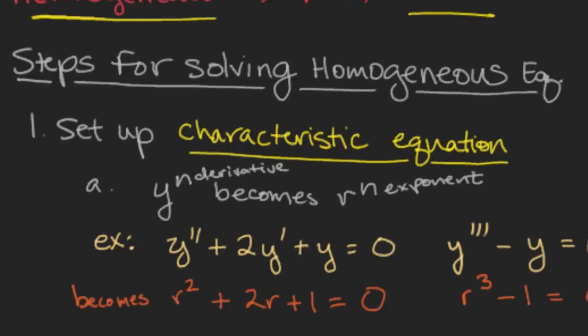So what are the steps? First step, find your characteristic equation. Okay, how do we do that? Well, whatever the derivative power is going to become your exponent of your r, being some arbitrary variable.